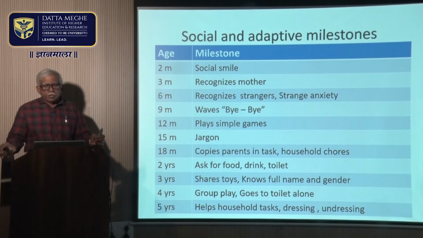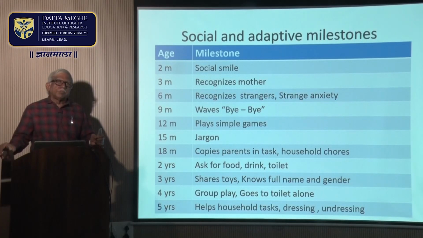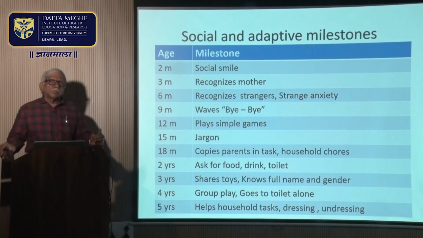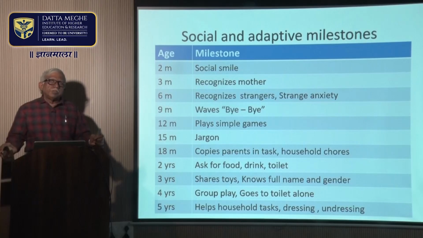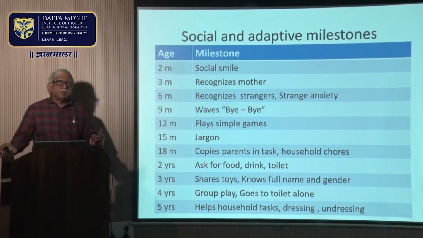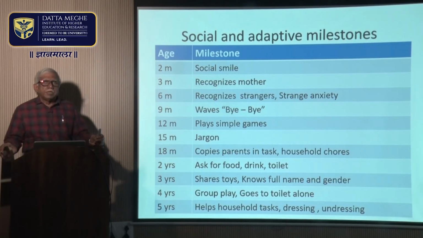By 6 months he recognizes strangers, so the examination becomes easier before 6 months of age. After the child becomes, say, 8, 9, or 10 months, he recognizes that this particular person is a stranger, and a sense of mistrust is developing at this age, and therefore the child cries when any stranger approaches at this age.